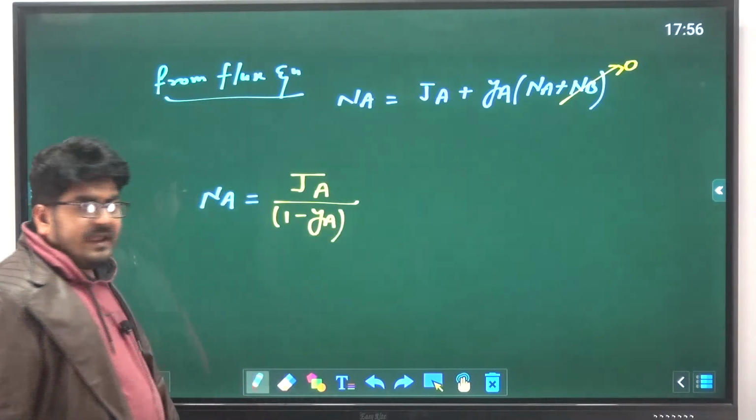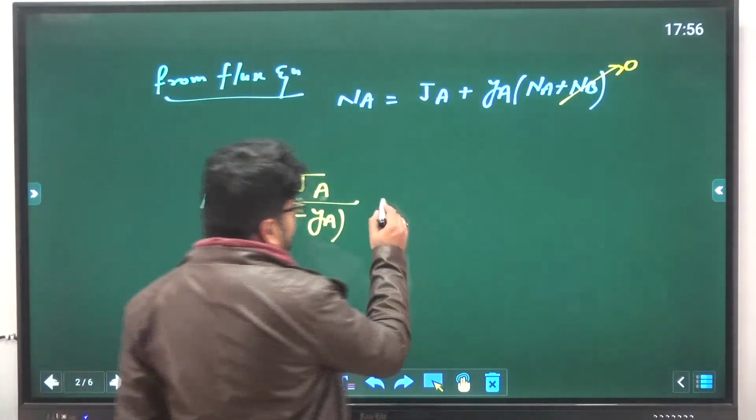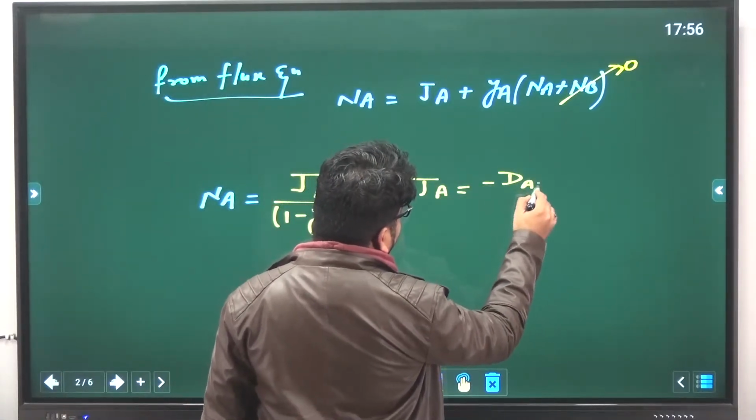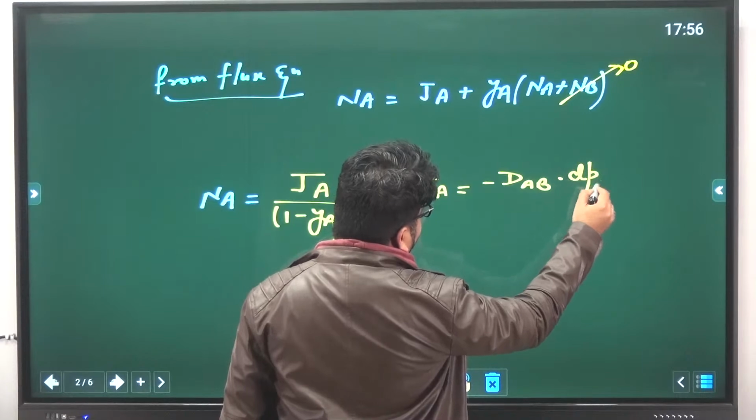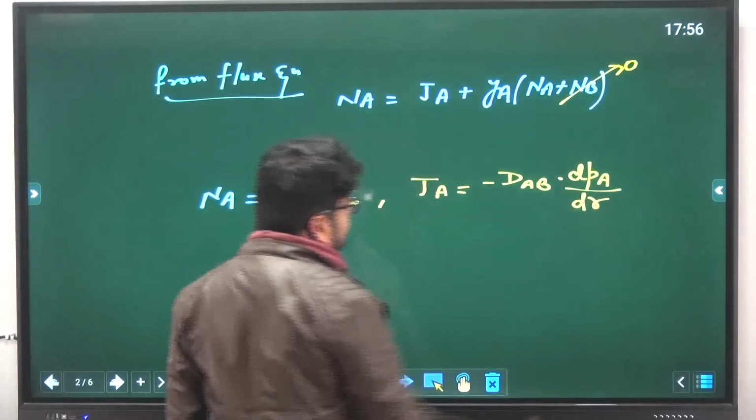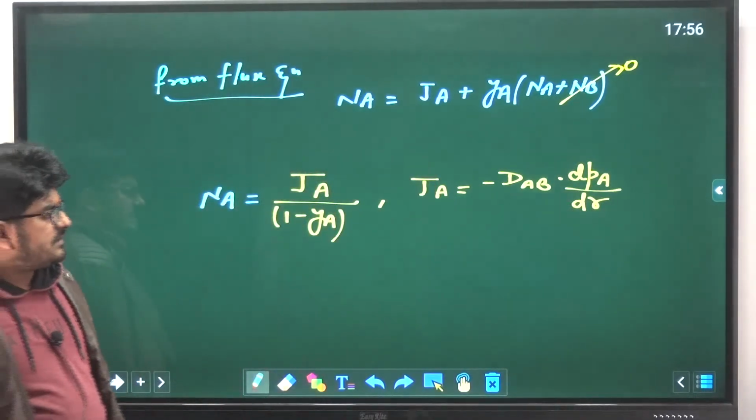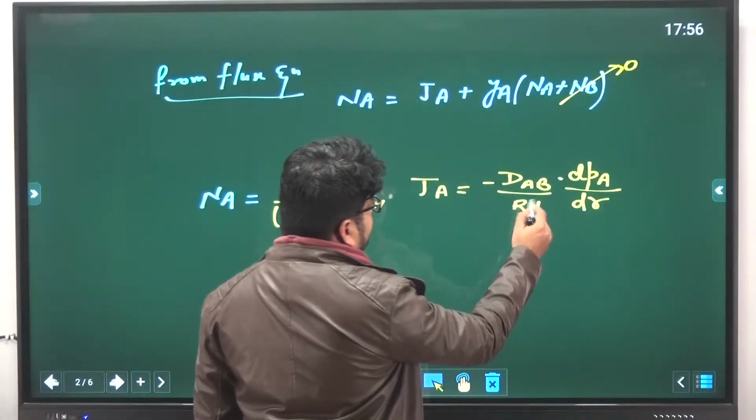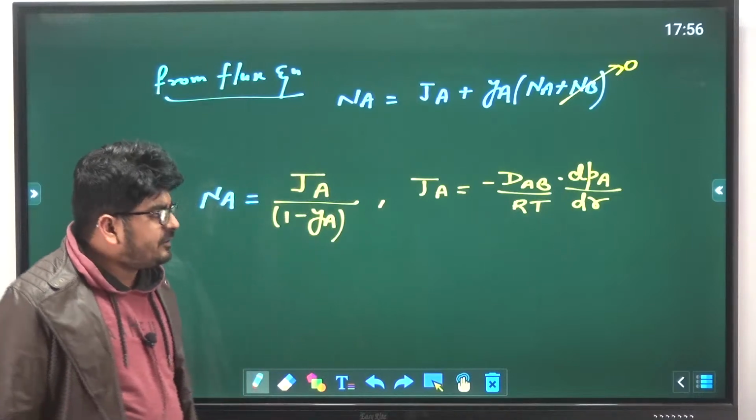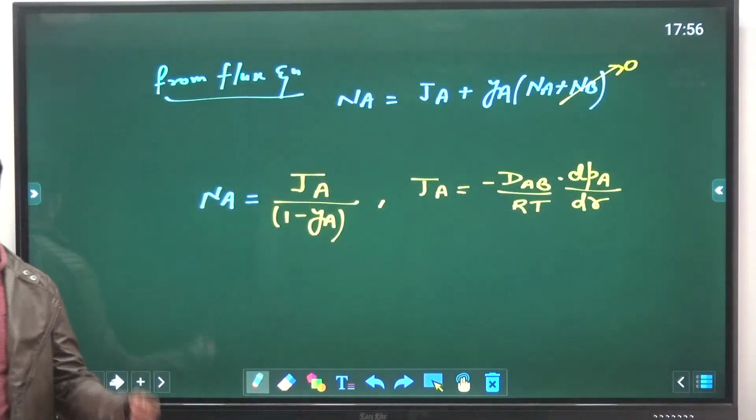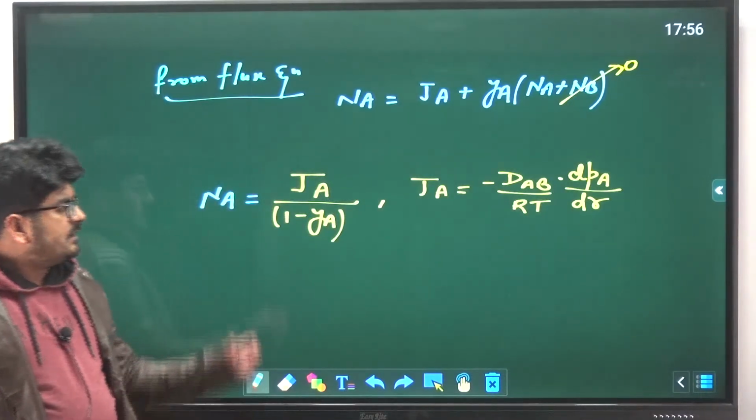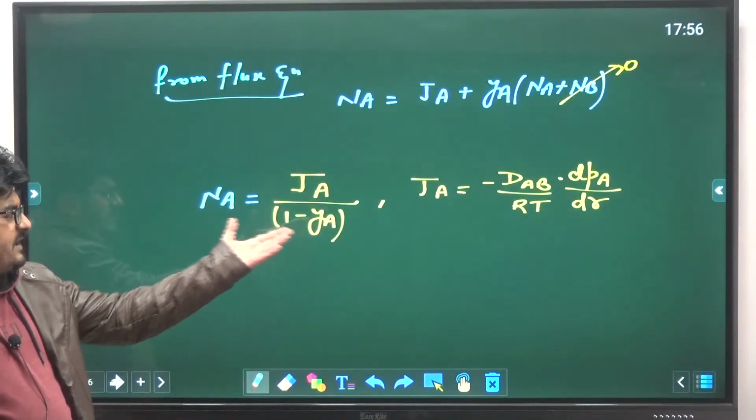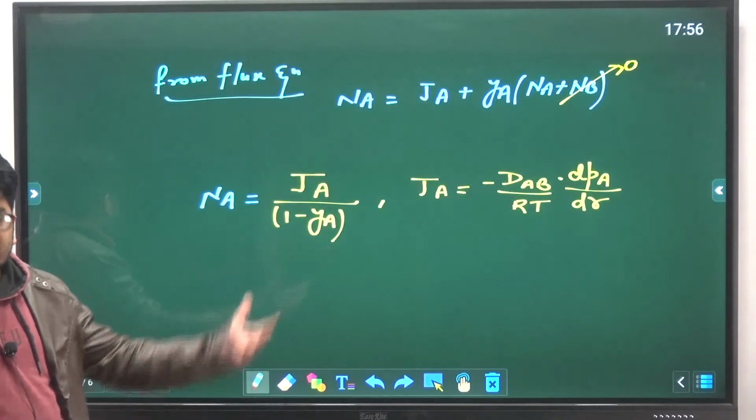And from Fick's first law of diffusion, I hope you know that J_A will be equal to minus D_AB times dP_A over dr. That's how you can write, minus D_AB over RT times dP_A by dr. That's how you can write Fick's first law of diffusion for the spherical particle. Then you can put this value here and integrate that in the suitable limits.